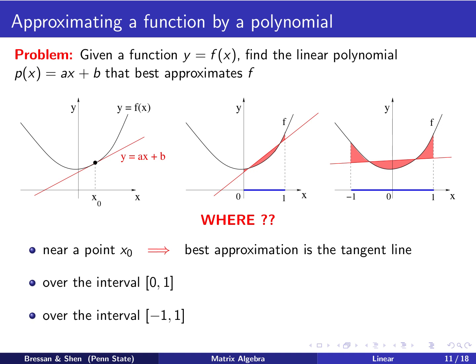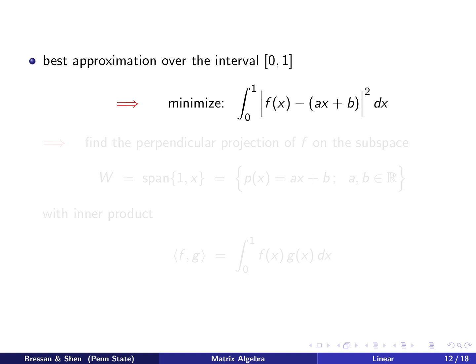Okay, let's look into some details. Let's consider the case where we want to find the best approximation over the interval from 0 to 1. Then we can specify what the error is. We want to find a function ax plus b, with a and b unknown, such that the integral from 0 to 1 of (f(x) minus p(x)) squared dx is as small as possible.